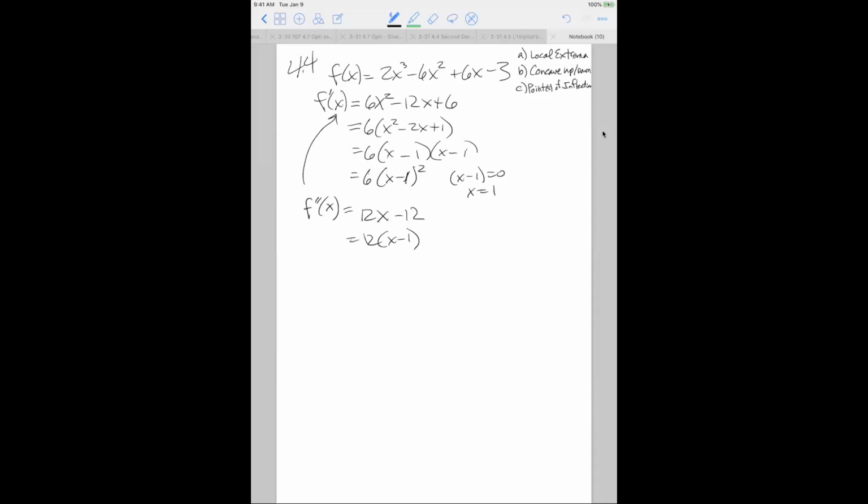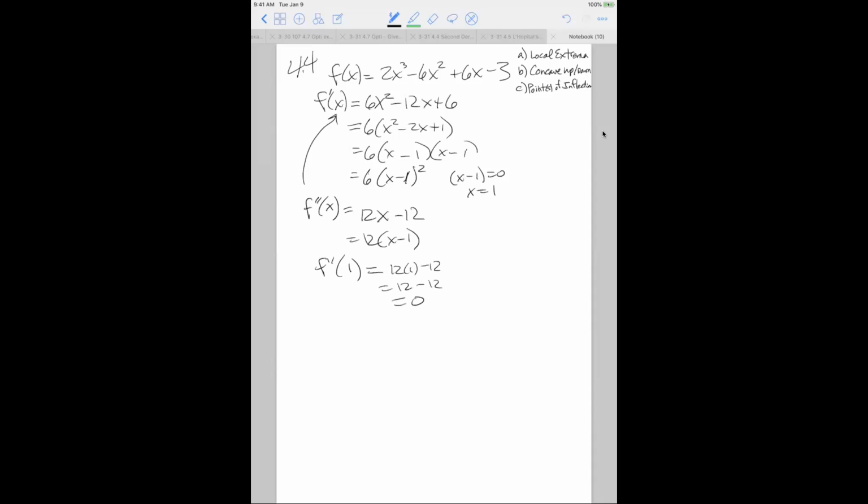remember that if I take the point of concern, which is the critical point, and plug it into the second derivative function, that will determine whether it's concave up or concave down, if the result is positive or negative. So if I plug in f double prime of the critical value we have, we get 12 minus 12, which is 0.